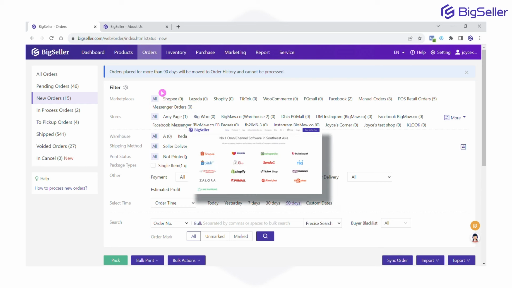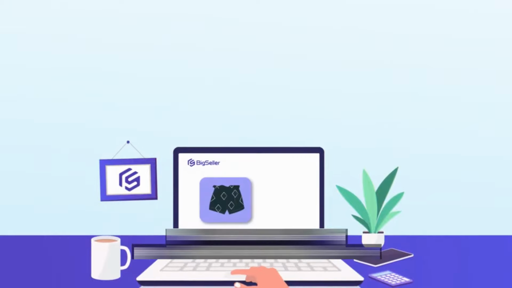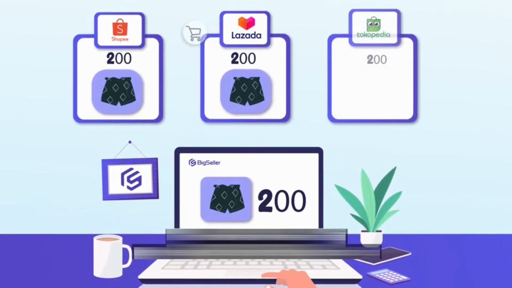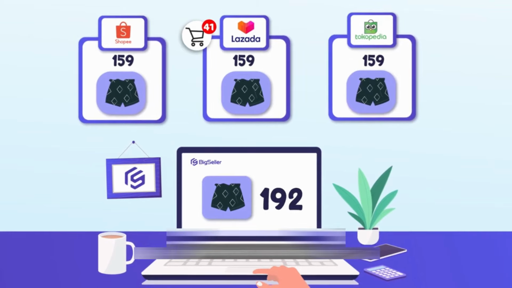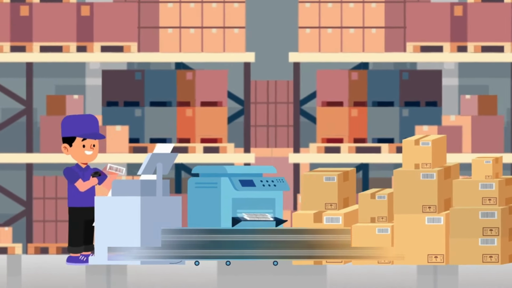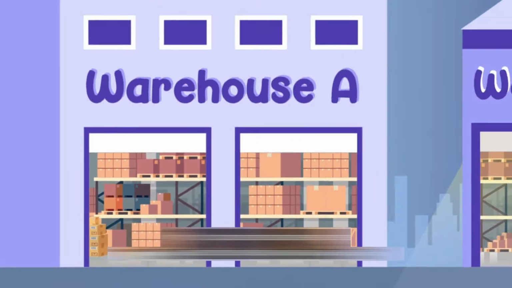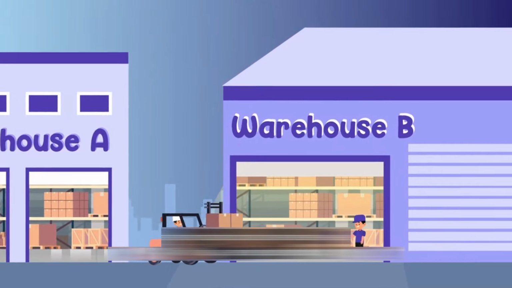BigSeller can help you to manage orders from multiple stores on multiple marketplaces in a unified manner. The system will automatically sync orders from stores that you have authorized to BigSeller. With inventory features enabled, the BigSeller system will automatically deduct the stock of related merchant SKU when processing orders in BigSeller, so that you can constantly monitor the real-time stock in BigSeller.